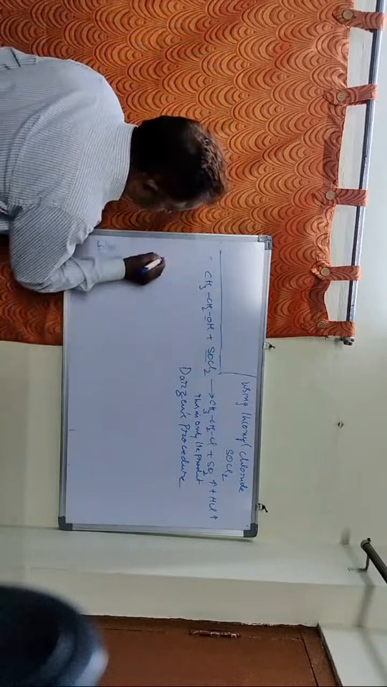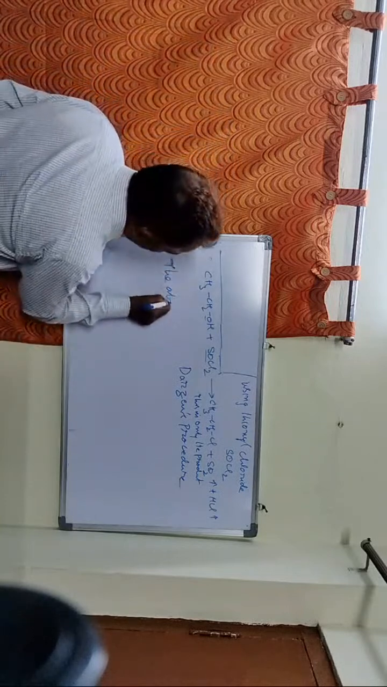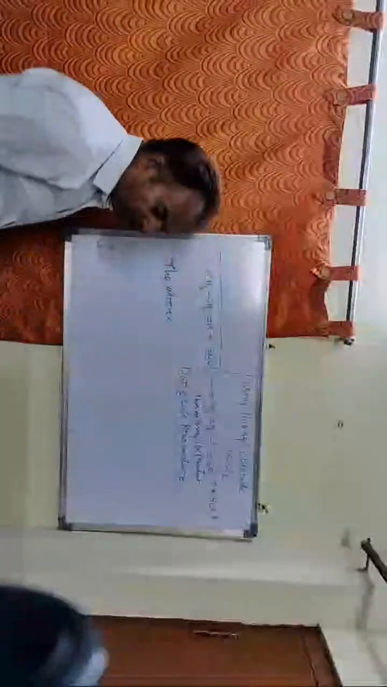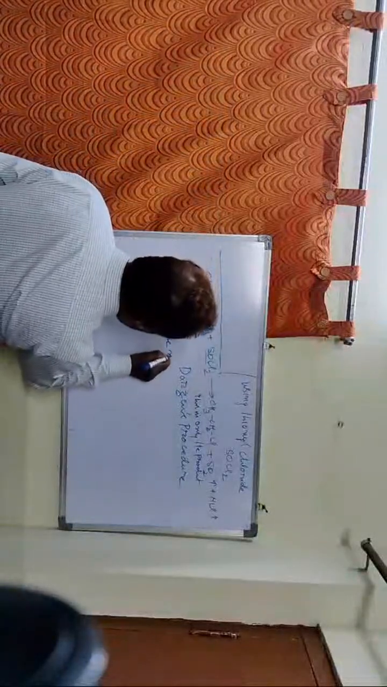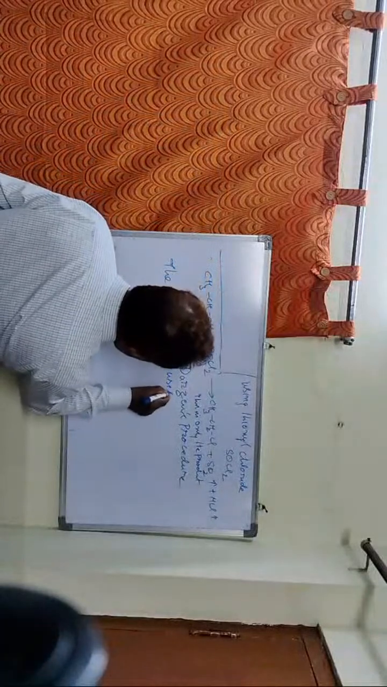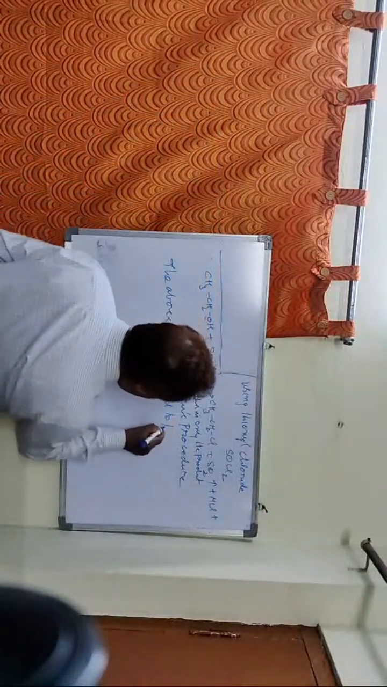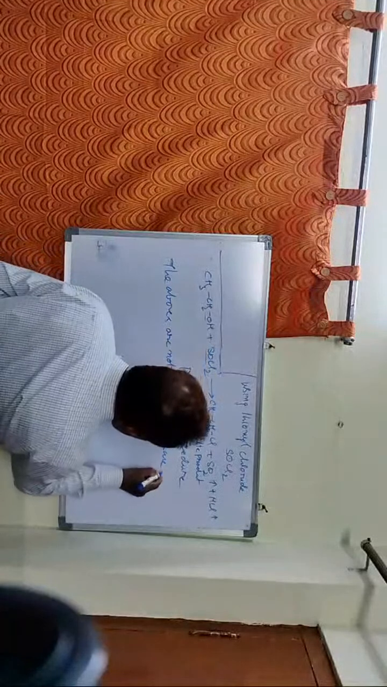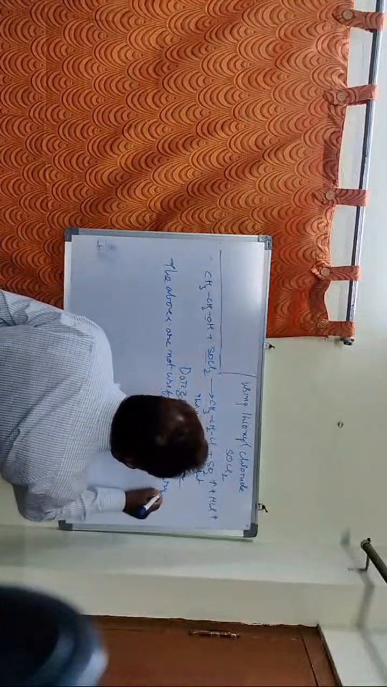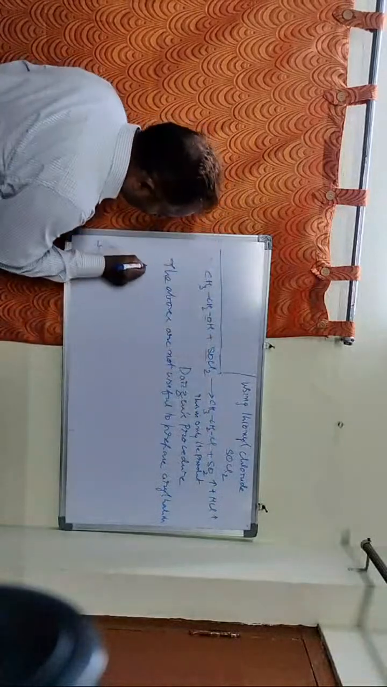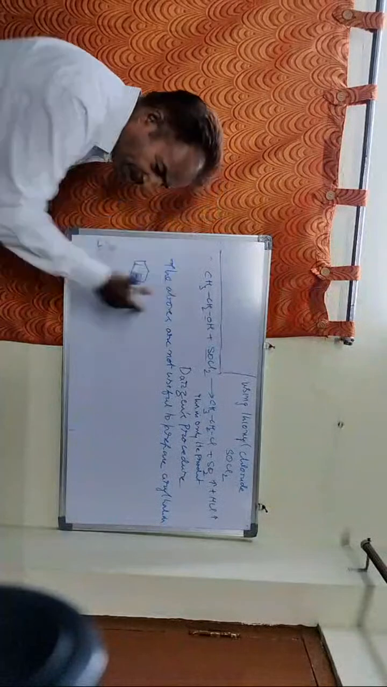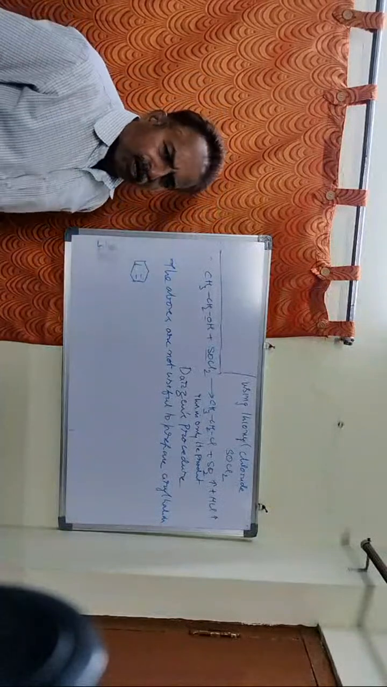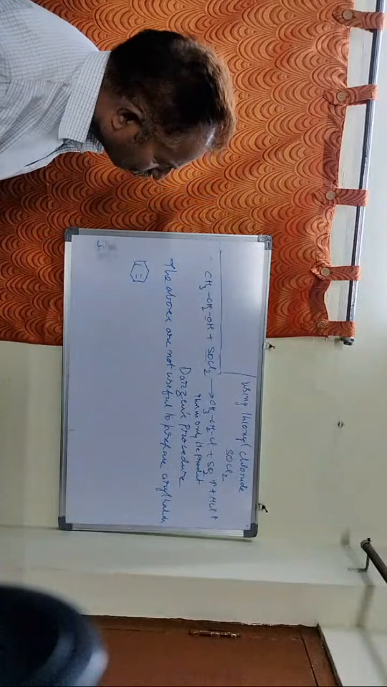The above methods are not useful to prepare aryl halides. How do you get aryl halide? Aryl halide must be obtained from phenol. So the reaction is nothing but a conversion of the alcoholic group, that is the OH group, into a halo group.